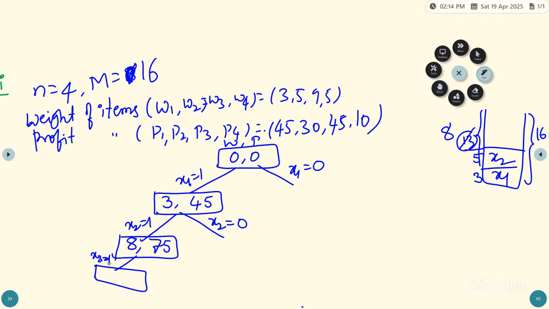But bag capacity is 8 units. So we cannot place X3. And from this we can say, don't extend this one. Here itself I can say it is blocked.